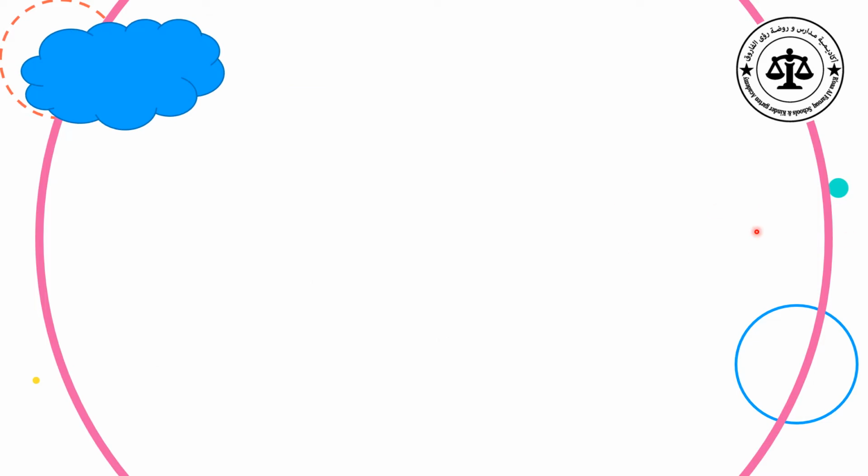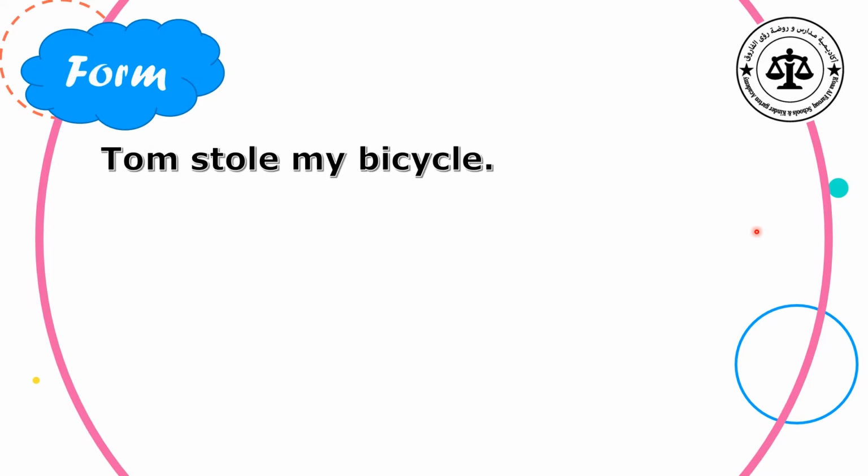And now, let's recognize the form of the passive sentence. But at first, look at this sentence. Tom stole my bicycle. This sentence is an active voice, مبني للمعلوم, because the subject is important and we know the subject. Subject is Tom, stole, verb 2, and my bicycle is the object. Let's change this sentence into passive or past passive.